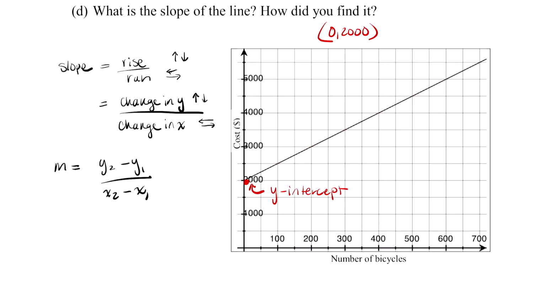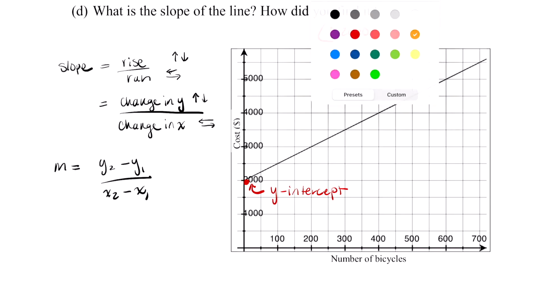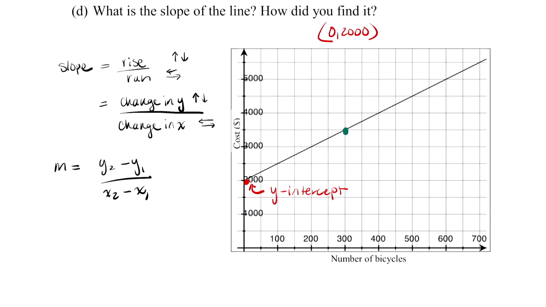I am going to pick this one and label it in green. So I'm going to pick 300, comma, and here I have 3,000, here I have 4,000, and right here's their midway point, so that's 3,500. So now that I have my 2 points, I can go ahead and write this out as 3,500 minus 2,000 divided by 300 minus 0.